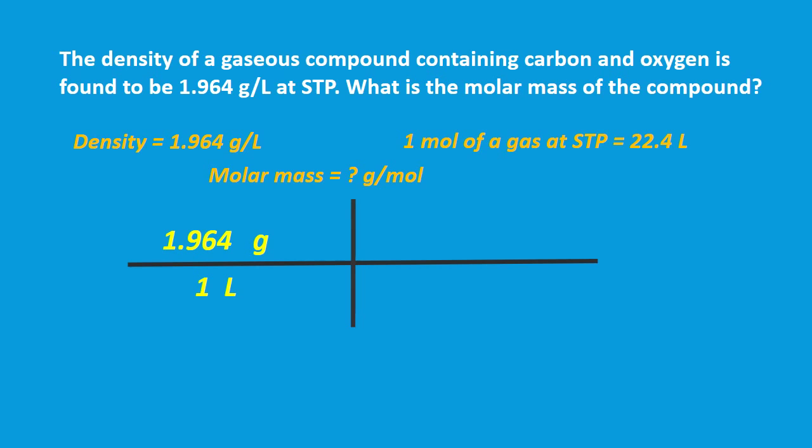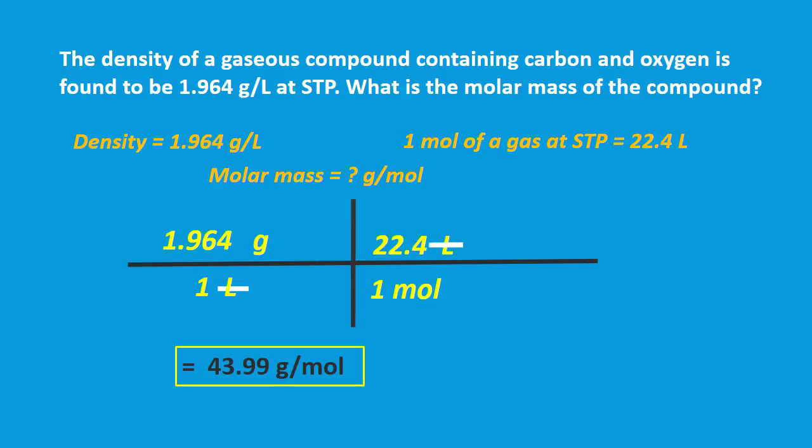So we start with our grams per liter, our density, and then we multiply by our conversion factor of 22.4 liters per mole. Our liters will cancel. That leaves us with grams per mole, so 1.964 times 22.4, and that gives us 43.99 grams per mole. So that is the molar mass of the compound.